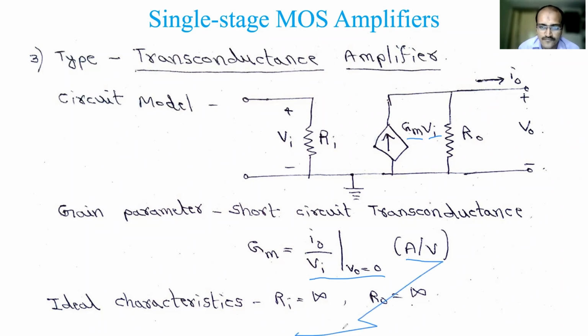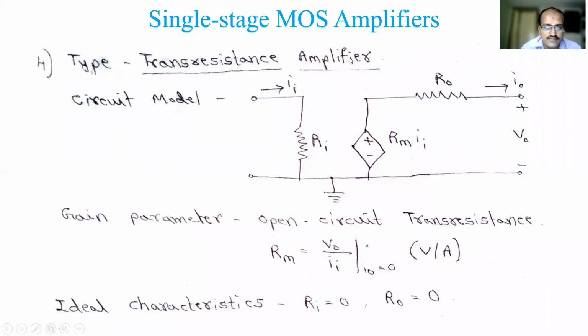Its ideal characteristics: as I told you, it is a combination of the voltage amplifier and current amplifier. So the input side is a voltage amplifier. In the voltage amplifier case, input resistance is very high, that's why infinity. The second part is from the current amplifier. In the current amplifier case, output resistance is very high, that's why you get R0 equal to infinity. So now you can tell the last one. Its input side will be of current amplifier type and output side will be of voltage amplifier type. So accordingly all equations will change now. We call that type of amplifier a trans resistance amplifier. So the fourth one is trans resistance.